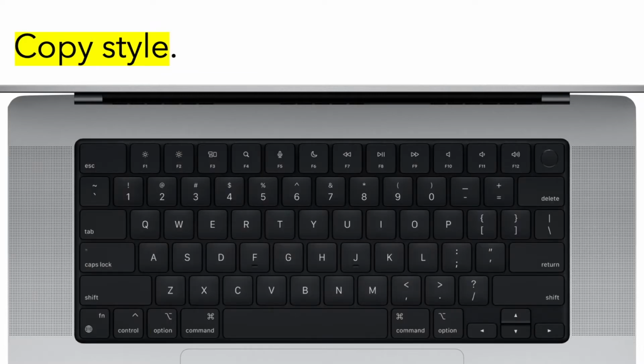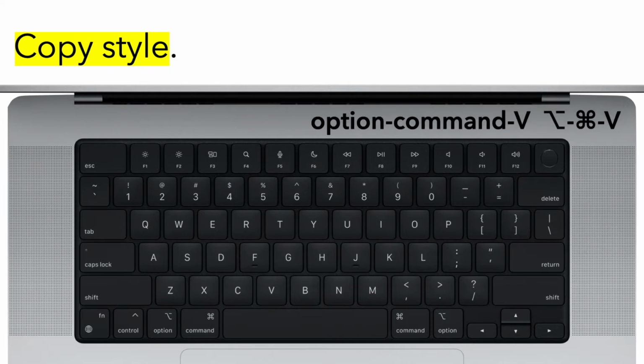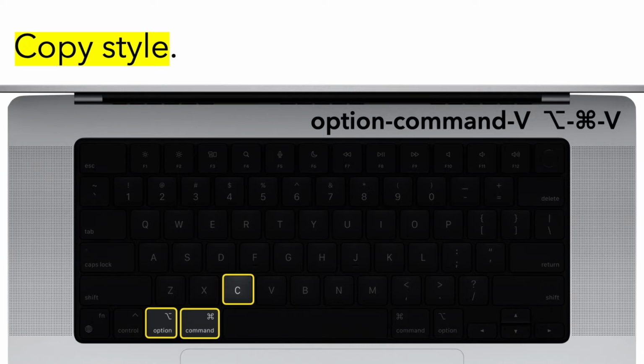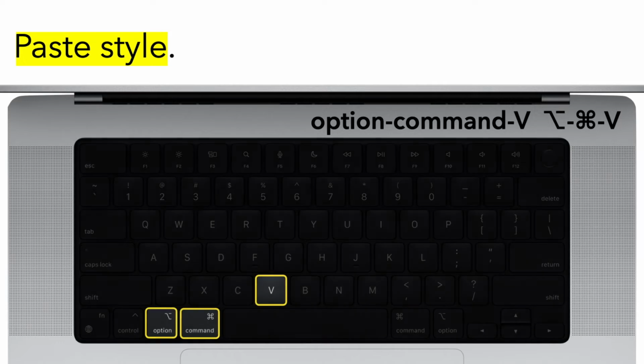Style is a really important thing. If you have text selected in a presentation or a document or a spreadsheet, and you've got the font right, you've got the size right, you got the style of the font right, you can use Option-Command-C to copy that style, and then you can use Option-Command-V to paste that style.